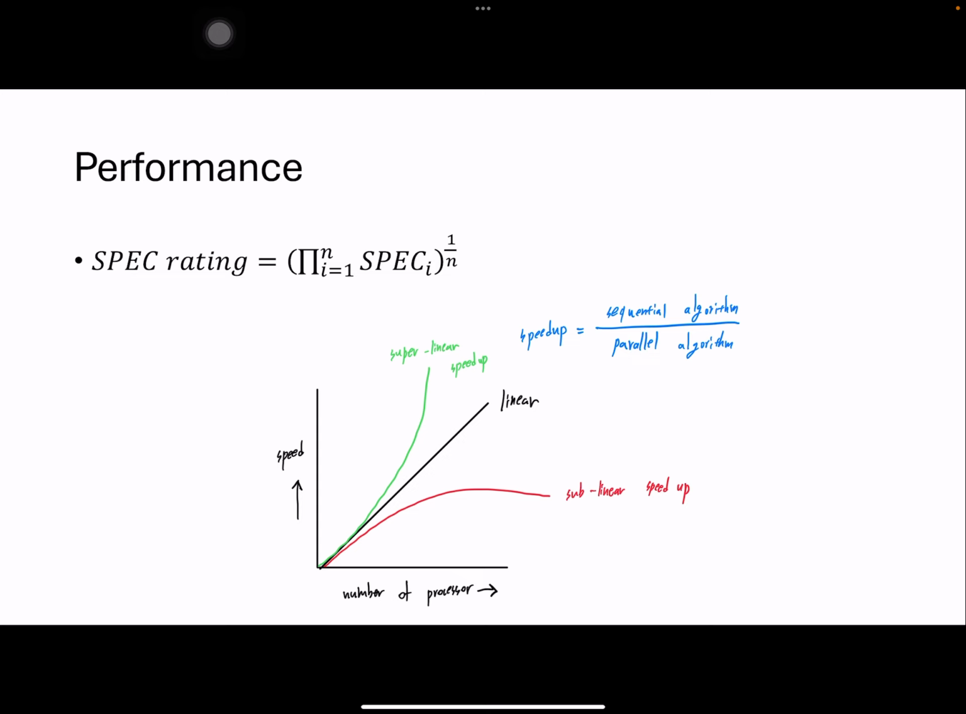In the picture on this slide, we can see three different speedups. The green one is super linear speedup, which is pretty good, and the black one is linear, which means if you use two times more processors, you can get 2 times speedup. And the red one is sublinear, which is more common in reality, and we will discuss why this one is the more common one.